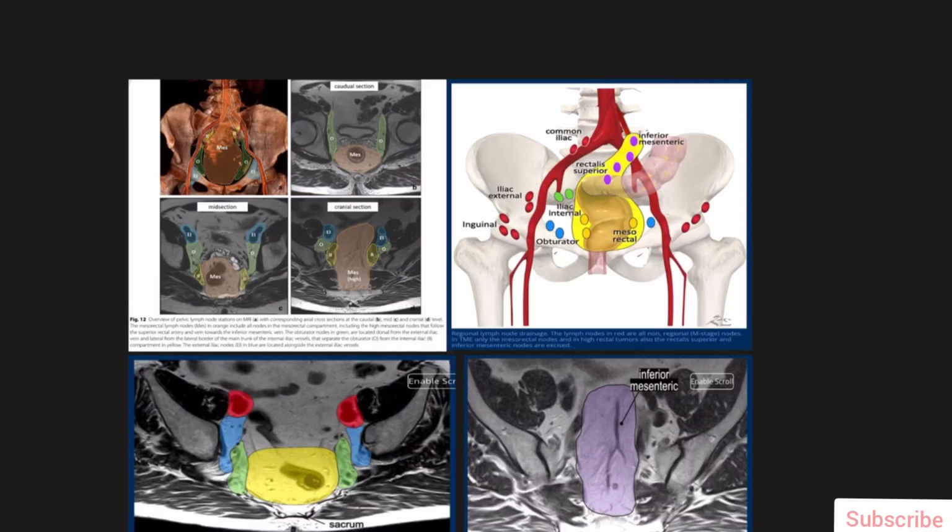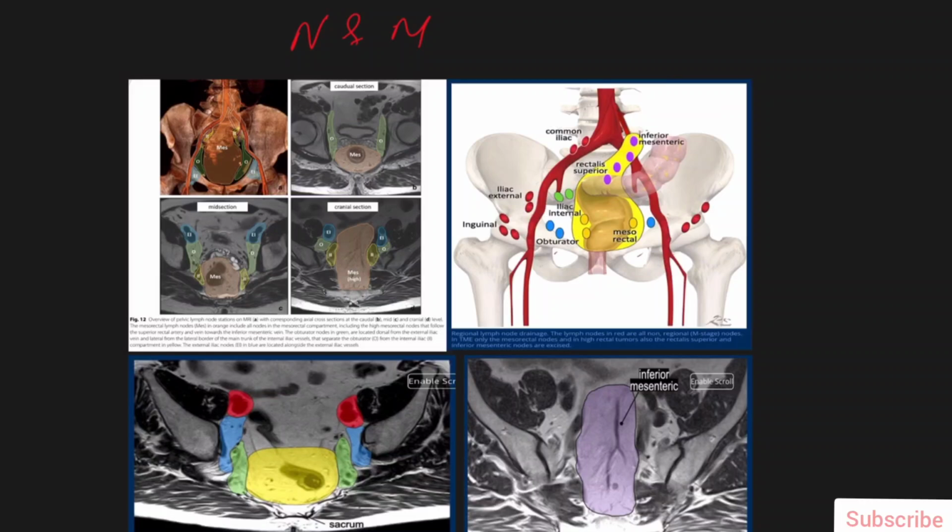In this part 3 video of the carcinoma rectum series, I'm going to discuss the N and M staging of CA rectum and also a few words about restaging after neoadjuvant therapy.